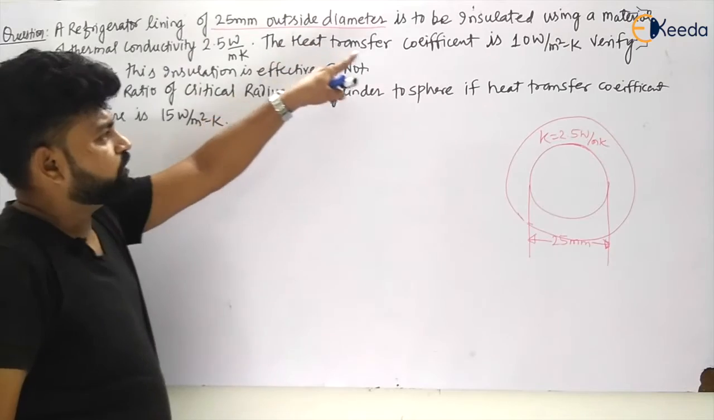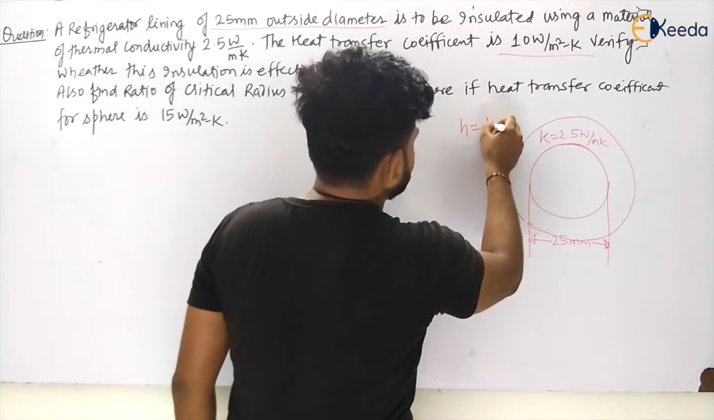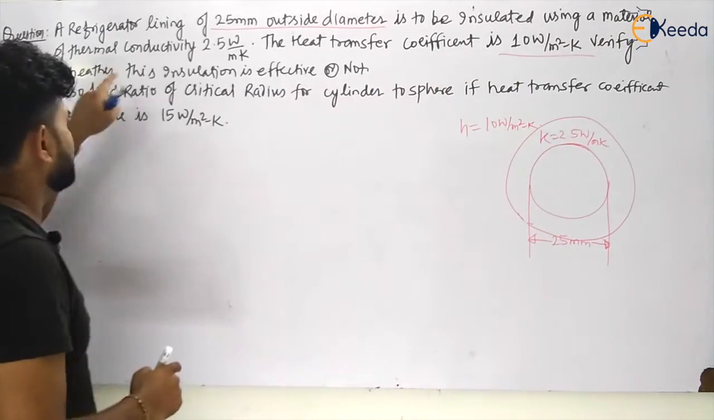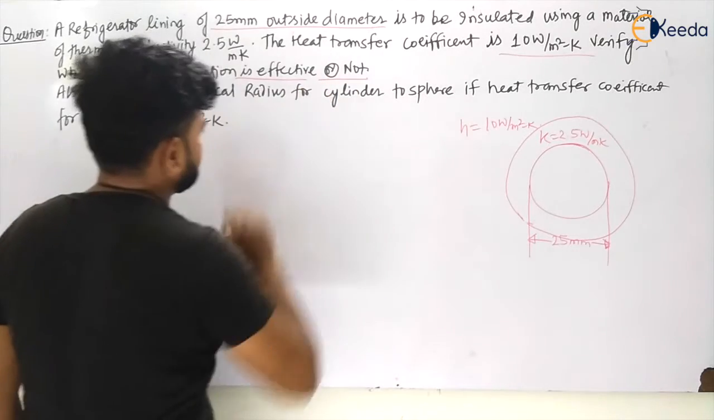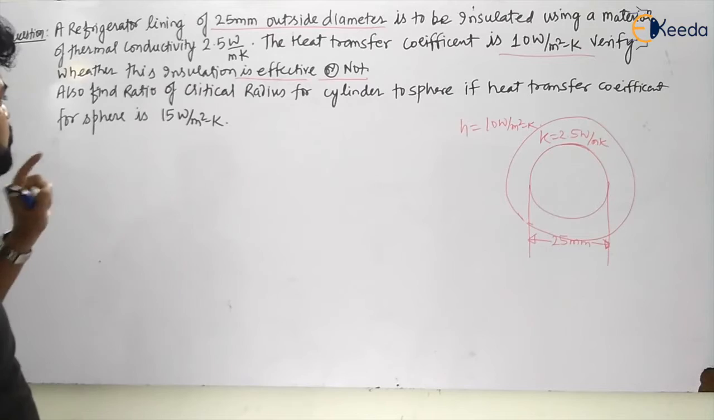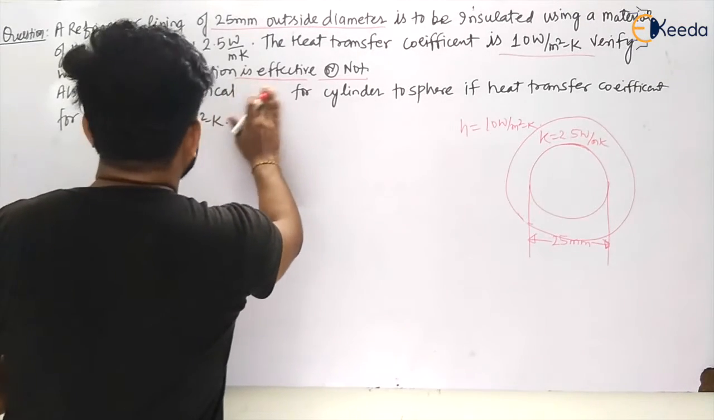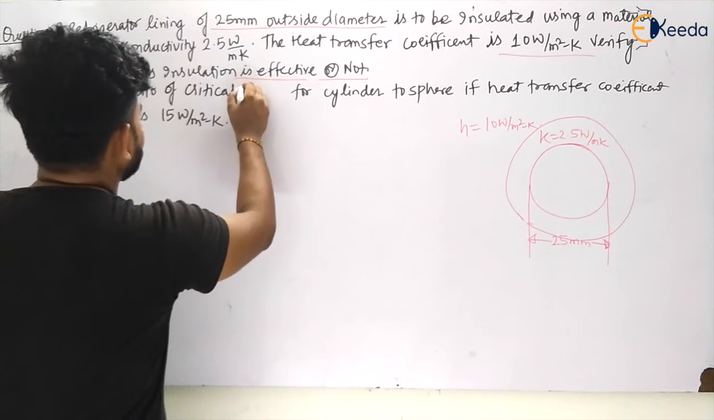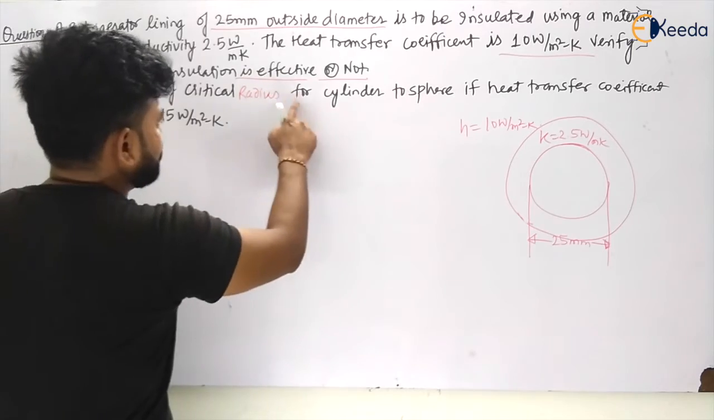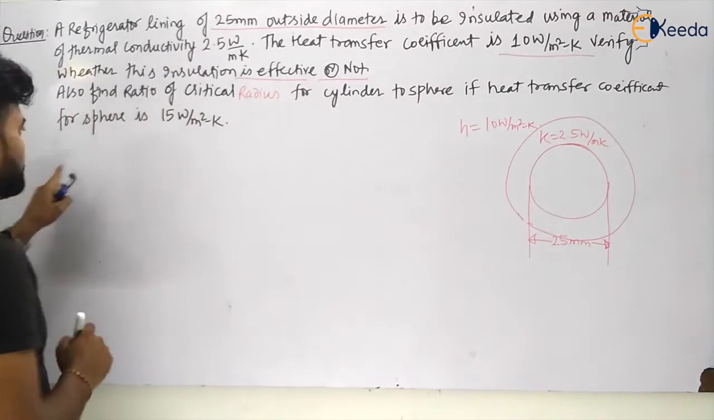The heat transfer coefficient is 10 watt per meter square Kelvin. So h in this case is 10 watt per meter square Kelvin, my dear students. Verify whether this insulation is effective or not. Second, also find the ratio of critical radius for cylinder to sphere if the heat transfer coefficient for a sphere is 15 watts.